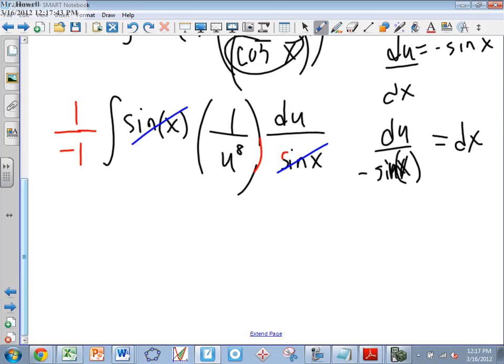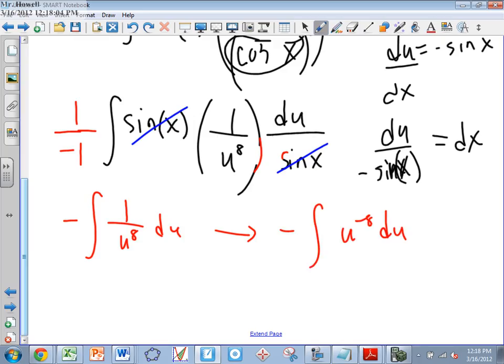And now I have negative integral of 1 over u to the 8 du, plus C. Okay? I didn't integrate yet. How do I write this? You put it as u to the negative 8. When I integrate, I raise the power. So what does negative 8 plus 1 become? Negative 7. Not negative 9, be careful.